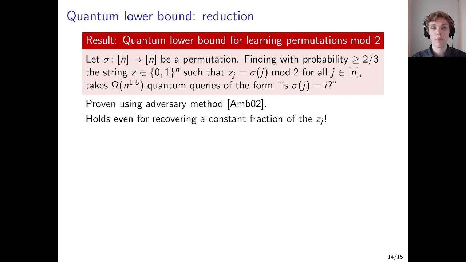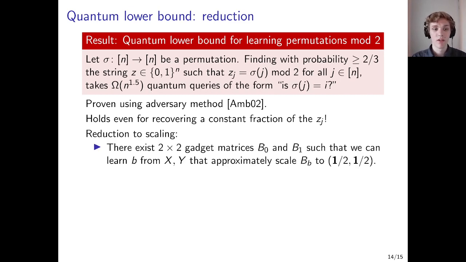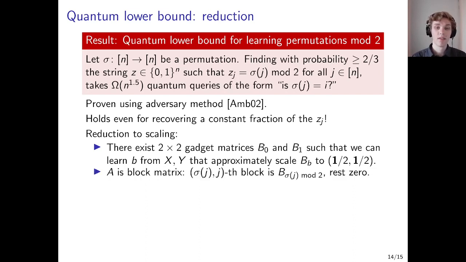Now, how do we reduce this problem to matrix scaling? What you can show is that there exist little 2x2 matrices, B0 and B1, such that from approximate scalings of these matrices, you can tell whether you had B0 or B1. Then what you do is you construct a matrix A, which is now a block matrix with n by n blocks, each of size 2x2. So the sigma(j)th block in row j will be B of sigma(j) modulo 2, and the rest of the blocks are just zero blocks.